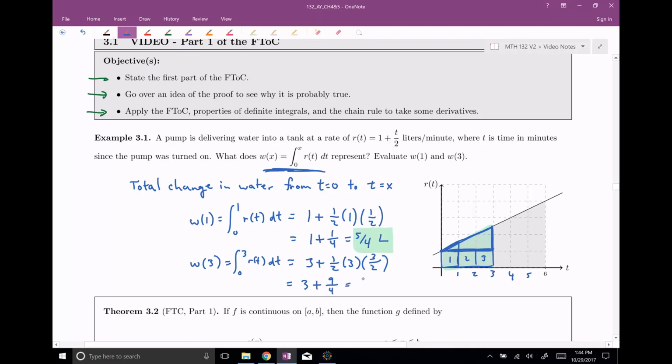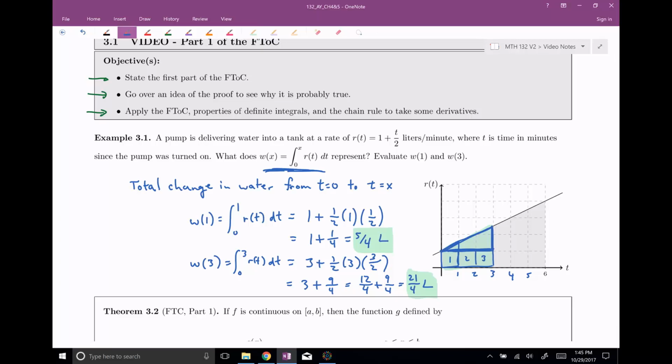So that's going to be, let's see, 12/4 plus 9/4. So that's going to be 21, that's a horrible 21. 21 fourths. And again, our units are liters here. Right? This is the total amount that we've pumped out during the first 3 minutes.